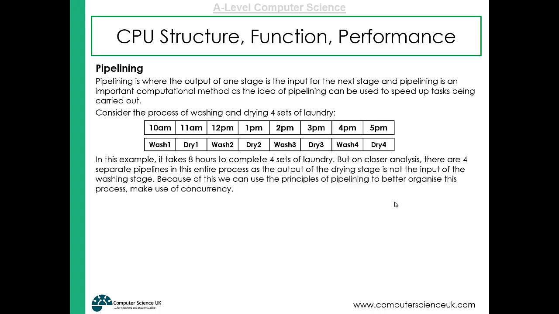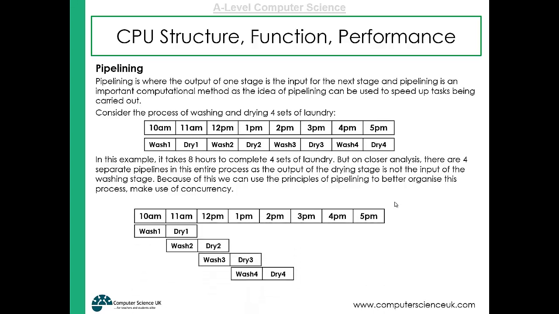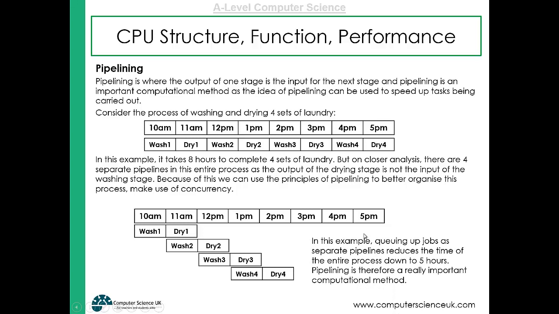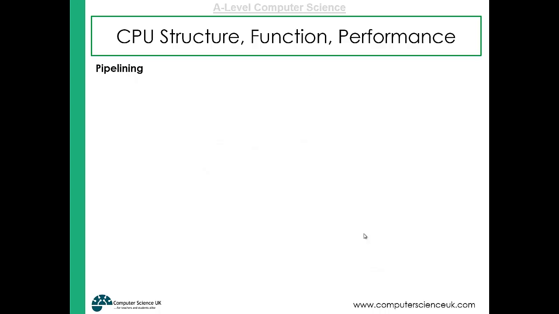But just to go back to this scenario, you can see here that if we were to actually use the principles of pipelining, we could be washing set 2 whilst drying set 1, washing set 3 whilst drying set 2, washing set 4 whilst drying set 3. In this example, queuing up jobs as separate pipelines reduces the time the entire process takes down to 5 hours. Pipelining is therefore a really important computational method, and as I said, the CPU does this.